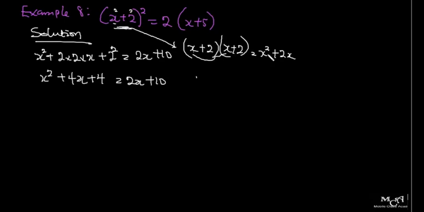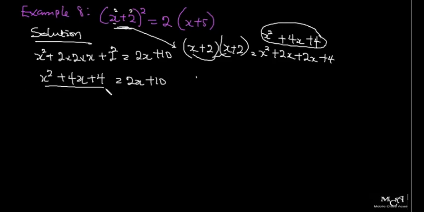Plus 2 times x will give us what? Plus 2x. Plus 2 times plus 2 will give us what? Plus 4. So we are going to have x squared plus 2x plus 2x will give us 4x, plus 4. When you look at what we have here and what we have here, you see that it's the same.